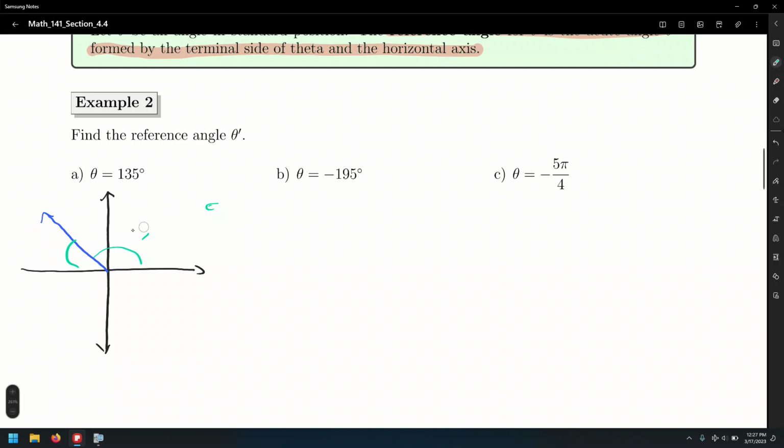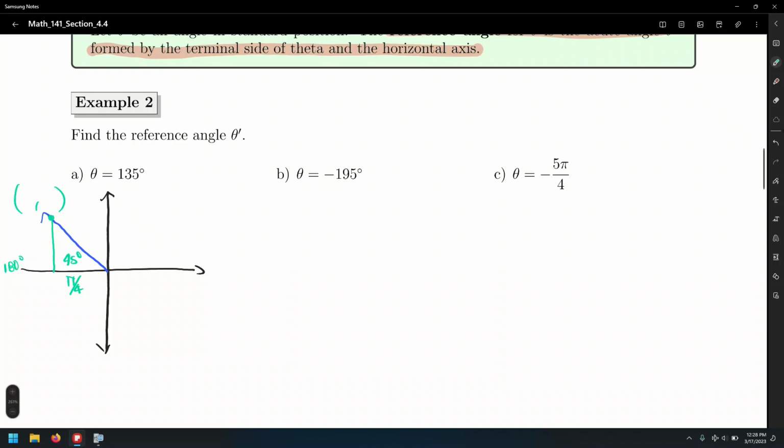So let's find that reference angle. 135 degrees. Notice it's pretty close to 180 degrees. The question is, how far away is 135 from 180? What do we need to add to get there? We have a 45-degree angle, or pi over 4, for example. So knowing this reference angle, you can already tell the values of the trig functions, but we are not evaluating the trig functions yet. We're going to do that in the next topic.